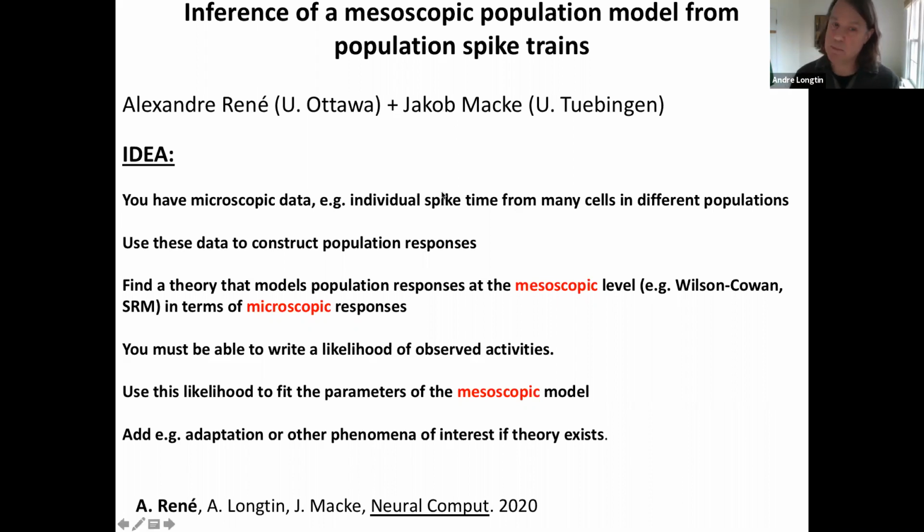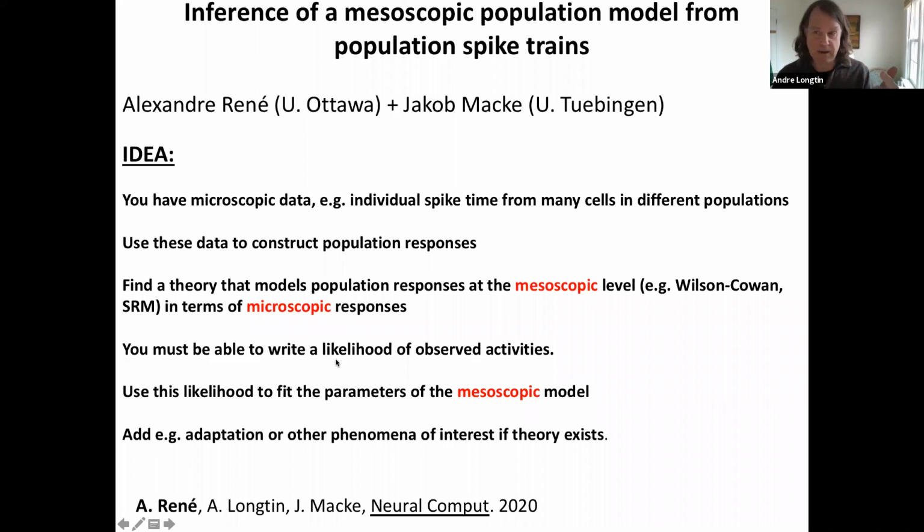So from the microscopic data, you can construct a population response, and then you can look in the literature for a theory that links these mesoscopic level descriptions, such as Wilson-Cowan or spike response methods, to the microscopic responses. And then you don't fit the microscopic theory, you fit this mesoscopic theory to the data. So you have, let's say, 10,000 cells, but you have a theory that has 2 variables for the population level description. And you're going to fit the population level model to the microscopic data.